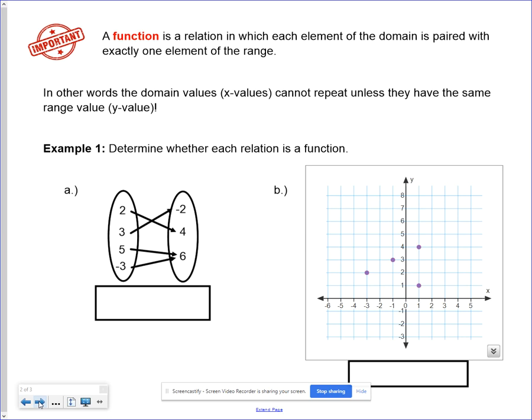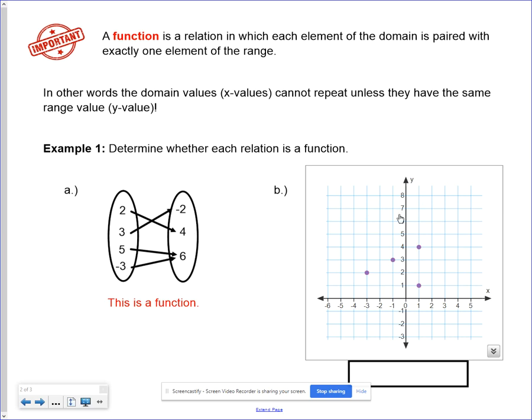All right, example 1. Determine whether each relation is a function. So let's look at A. Take a minute or two and think about whether this relation represents a function. Again, the definition of a function is above this example. If you said this is a function, you are correct. The reason it's a function is because none of the domain values is repeated.